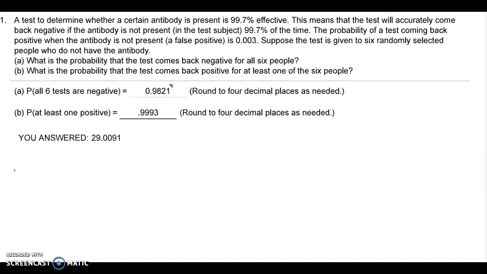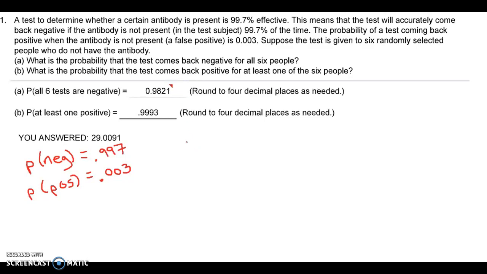So the probability of testing negative is 0.997. Probability of testing positive when you do not have the antibody is 0.003. And again, I know that wording is a little bit confusing.